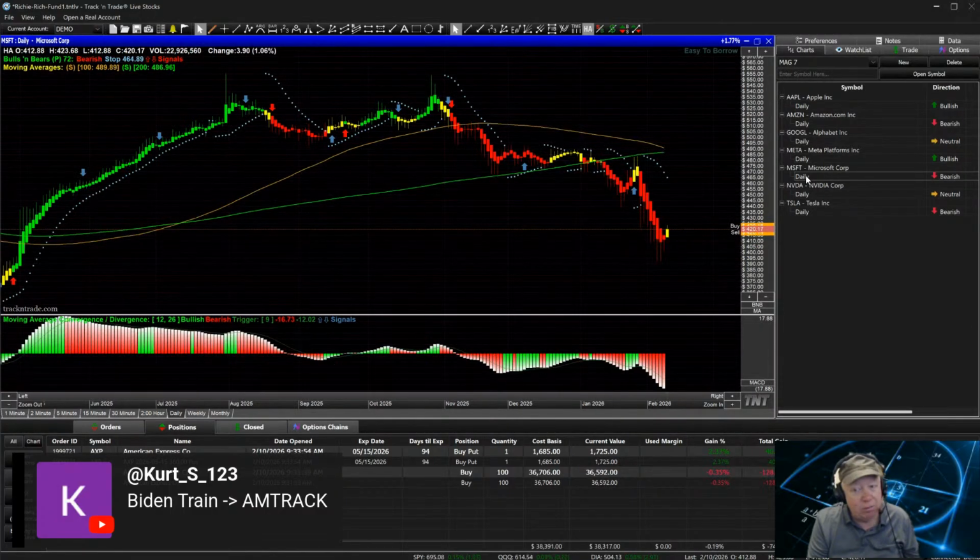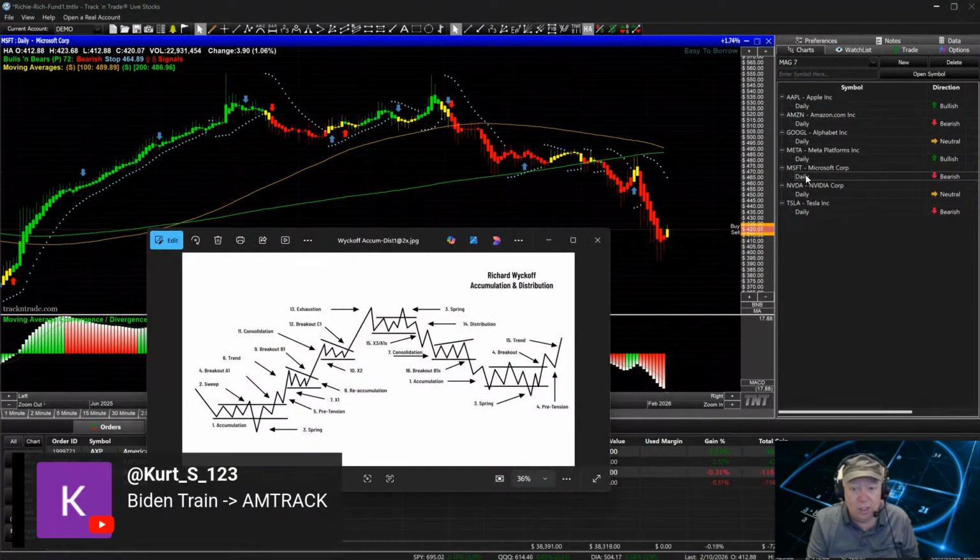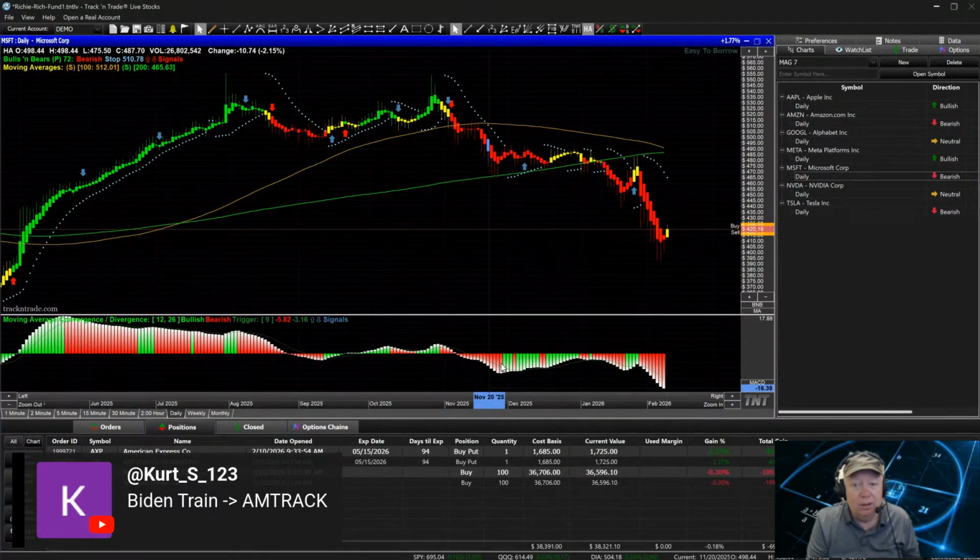Microsoft. Same thing. Same pattern. I don't have to draw it for you. You see it. It's right here. What do you want to do? It's below the 200. When that crosses that blue light, that's probably going to be a good place to buy some. You could even jump in early.